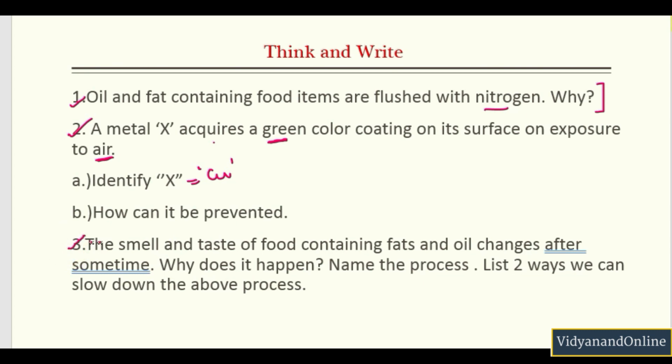Now the third question, the smell and taste of food containing fats and oils changes after some time. Why does it happen? It is all because of rancidity. Name the process, it is rancidity. List 2 ways we can slow it down. I told you that we can slow it down by using antioxidants, or by packaging the oil containing food in nitrogen gas, or by keeping it in the refrigerator, or by using airtight containers, or by storing the food away from light.